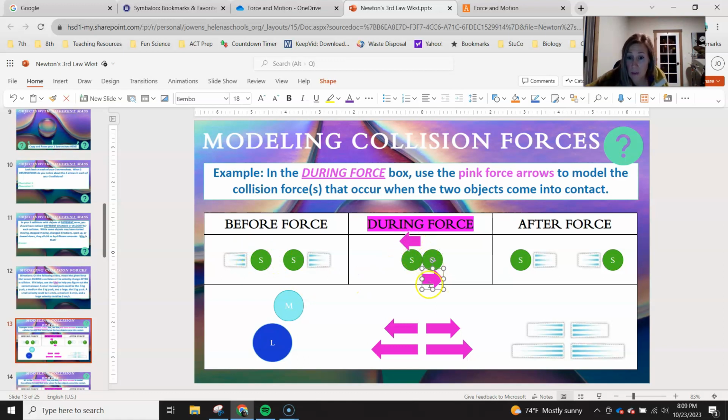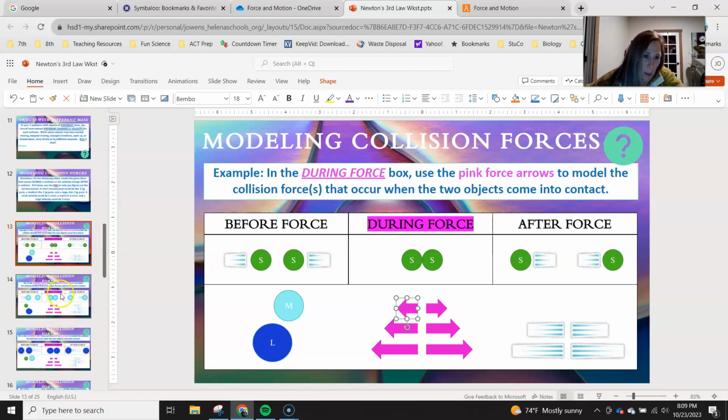But what I should see is that those 2 arrows are in opposite directions, and they're the same size. You shouldn't have 2 different size arrows on any of these. So keep that in mind. That's a pretty big hint for you guys. So that's the first one, that's the example.